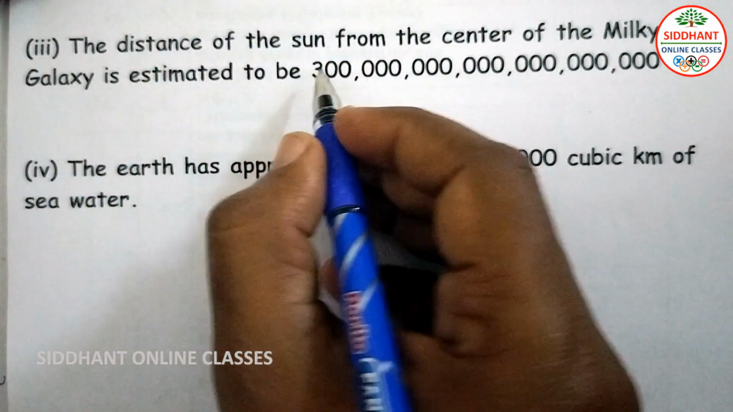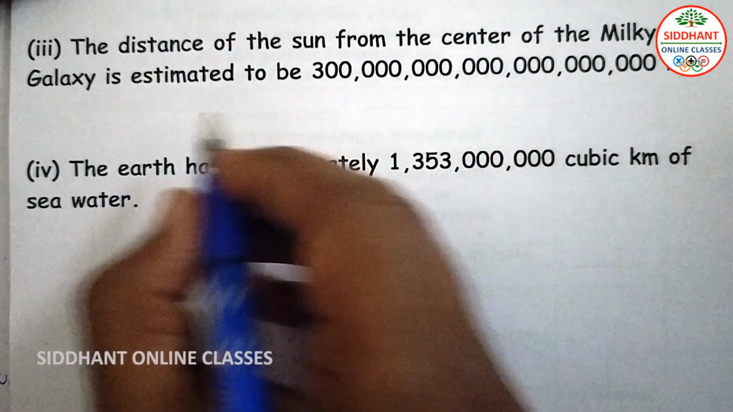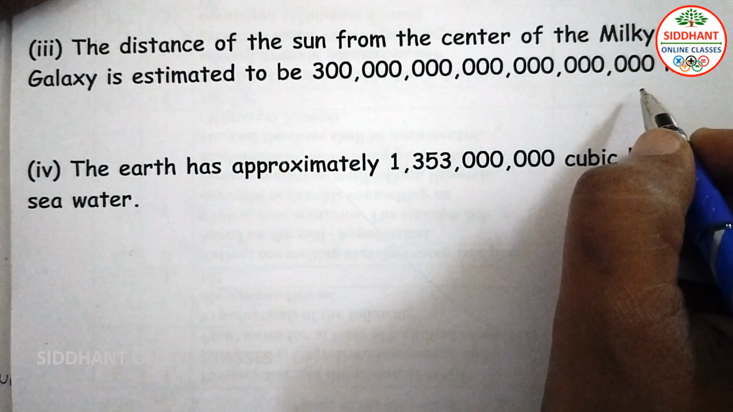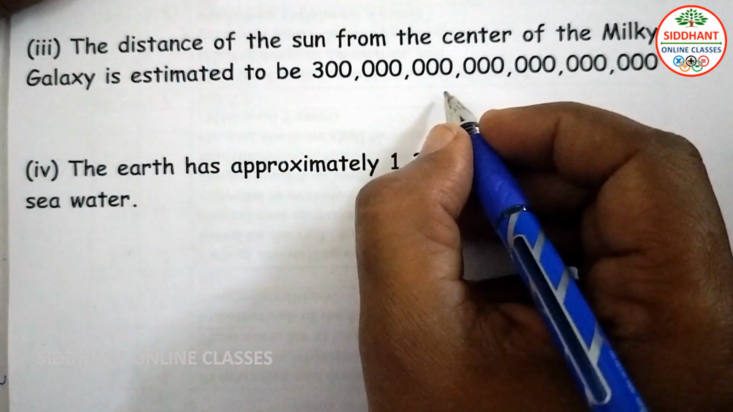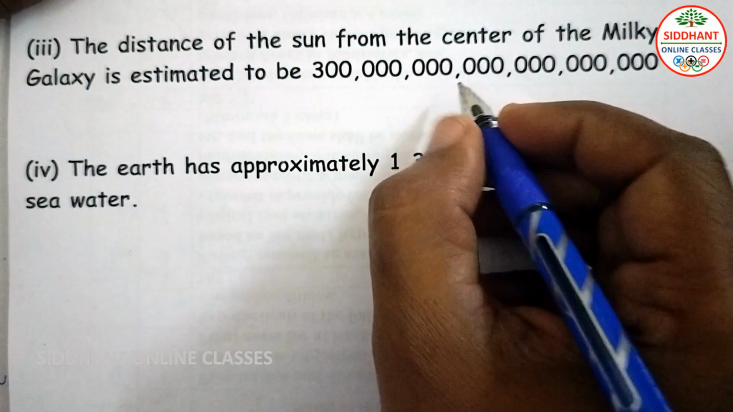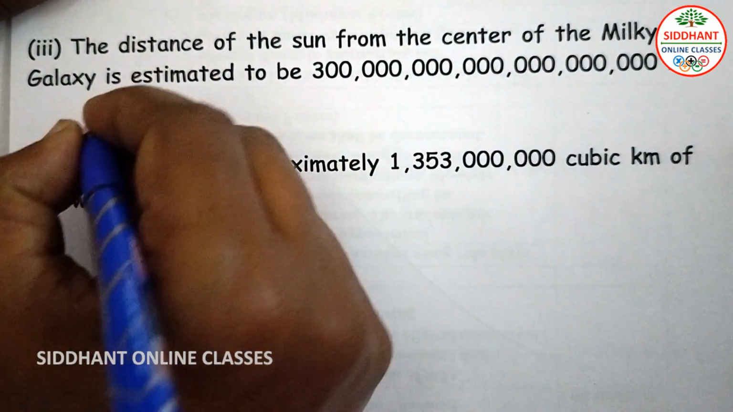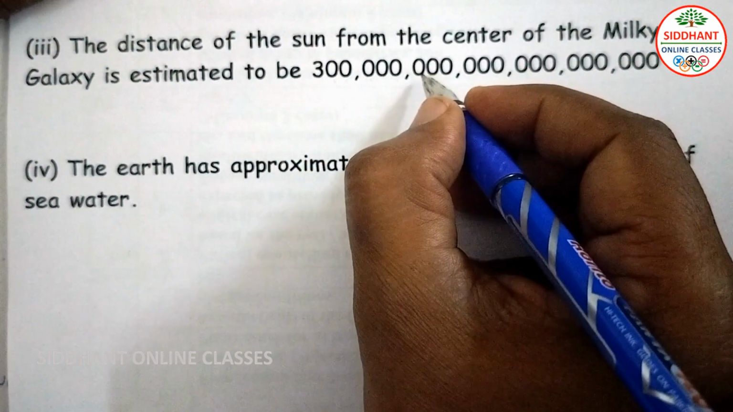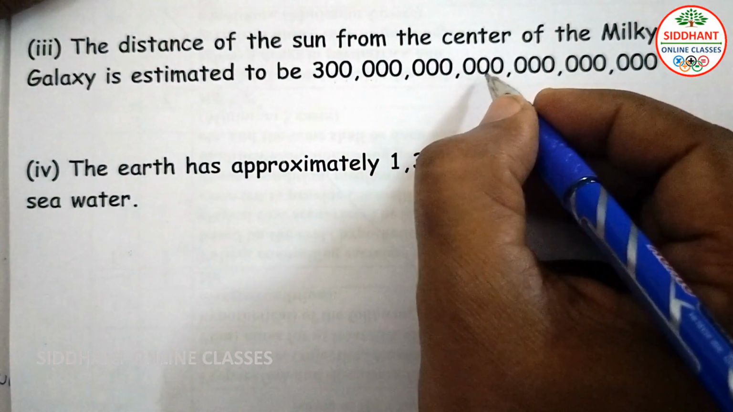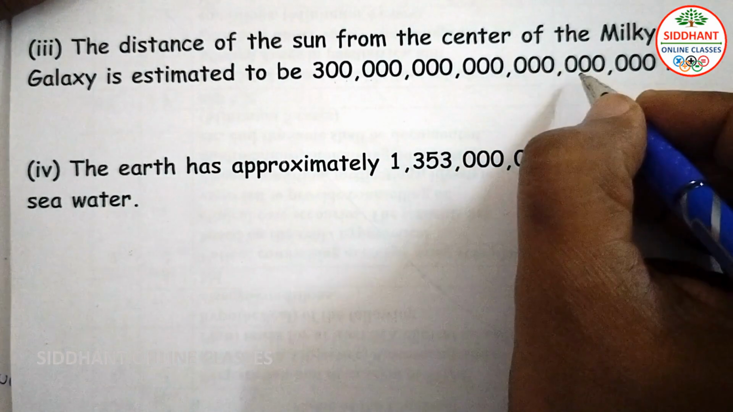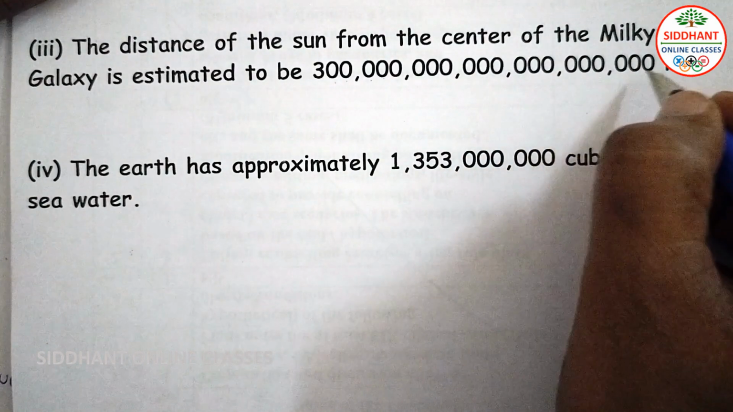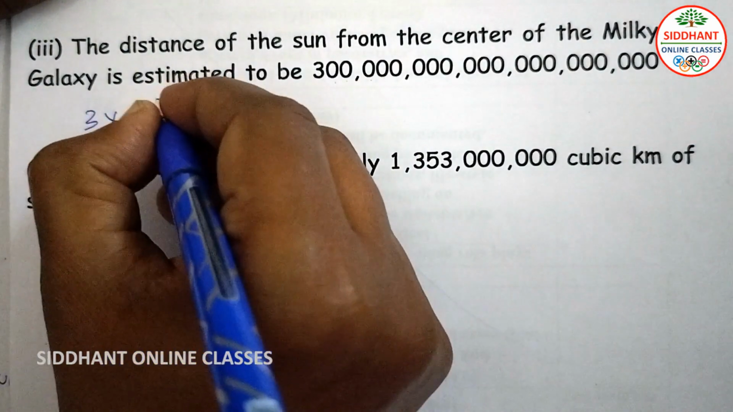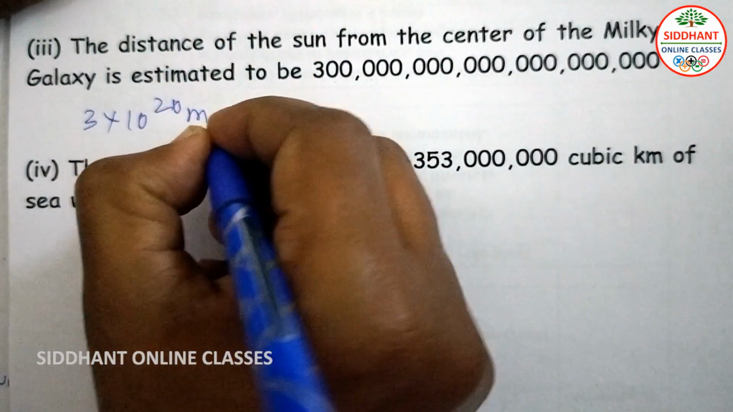Third one, the distance of Sun from center of the Milky Way galaxy is estimated to be this big number here, meters. So here we are going to count the zeros. That means here 1, 2, 3, 4, 5, 6, 7, 8, 9, 10, 11, 12, 13, 14, 15, 16, 17, 18, 19, 20. 20 zeros are there. That means 3 into 10 to the power of 20 meters.